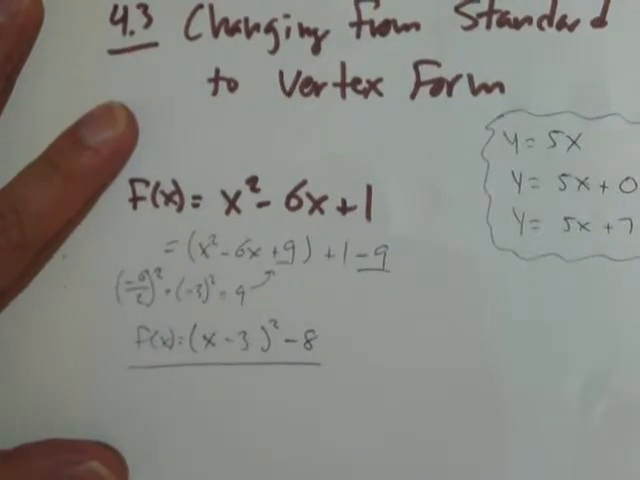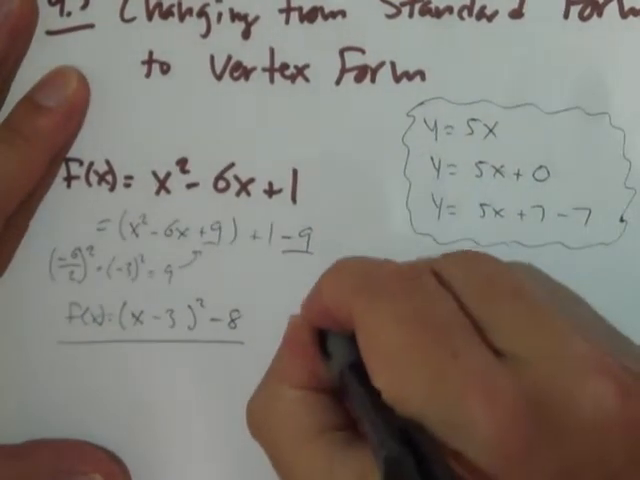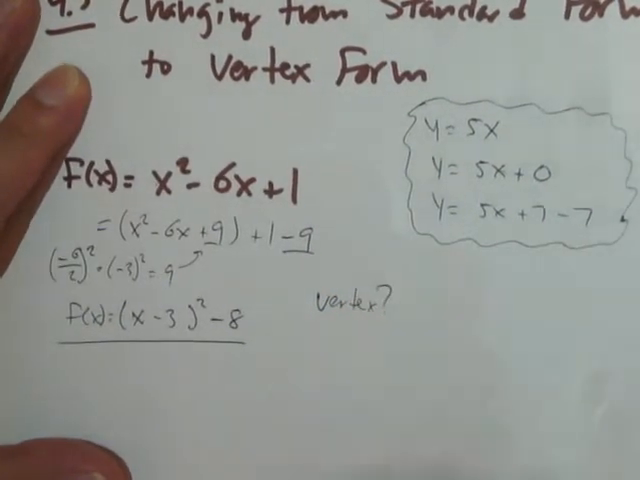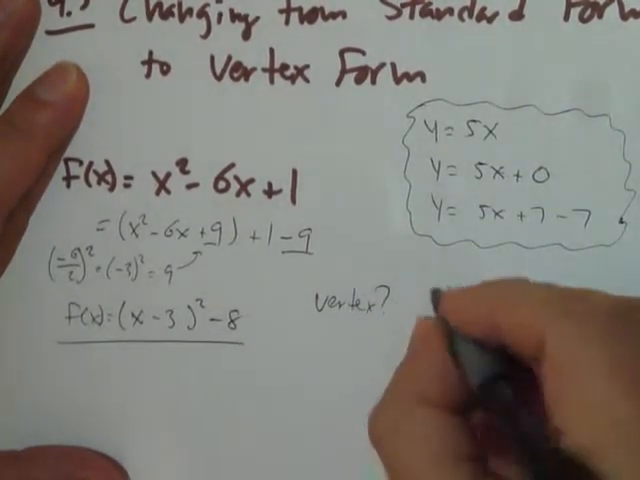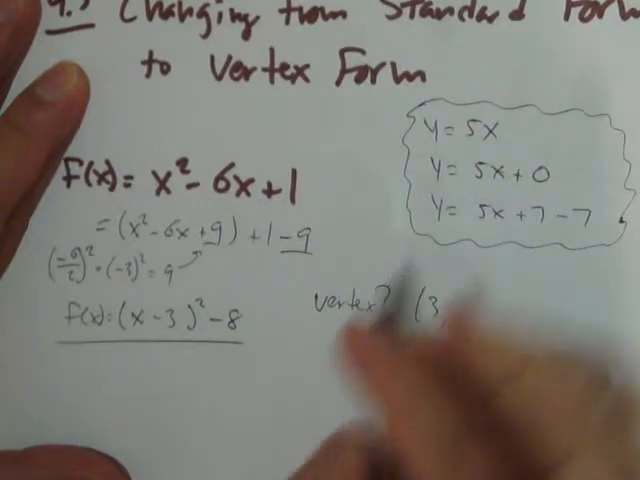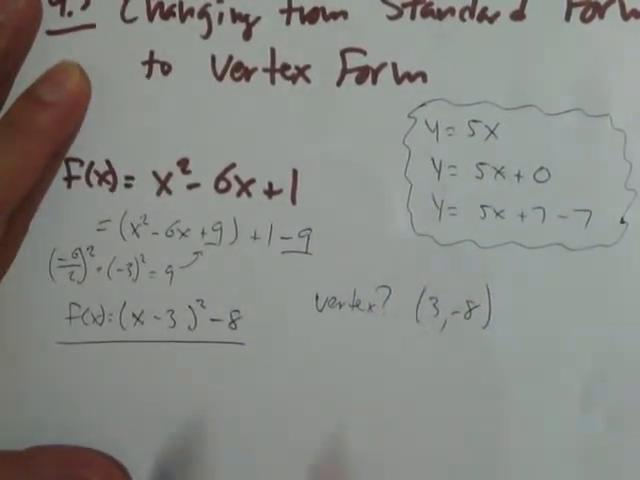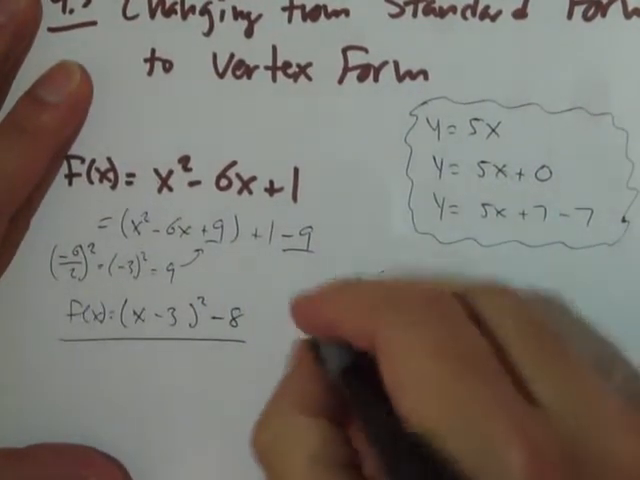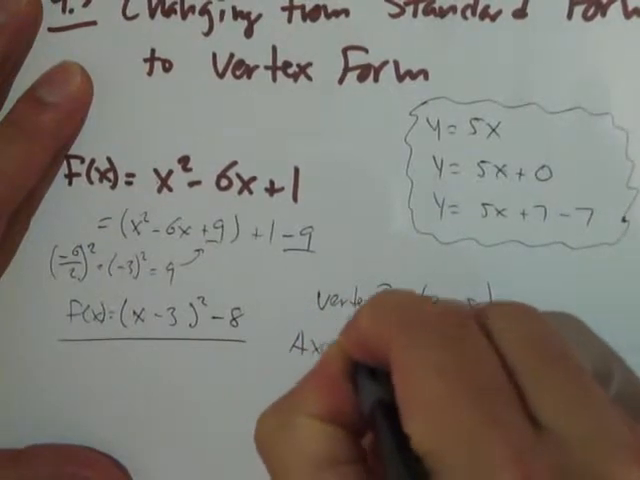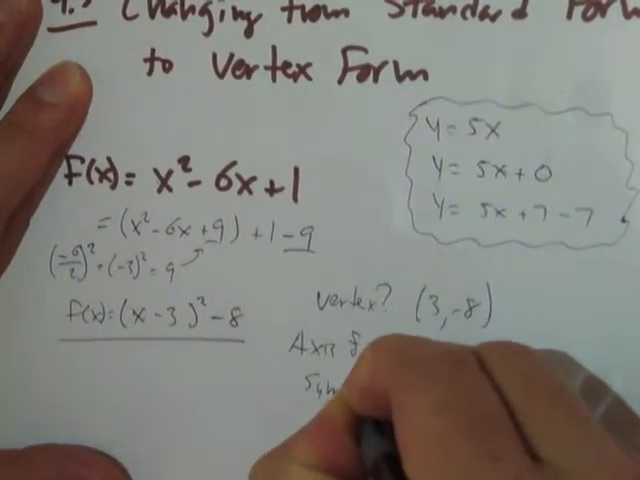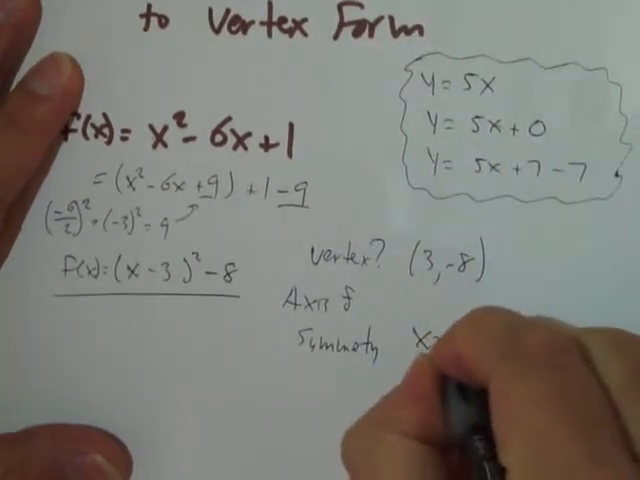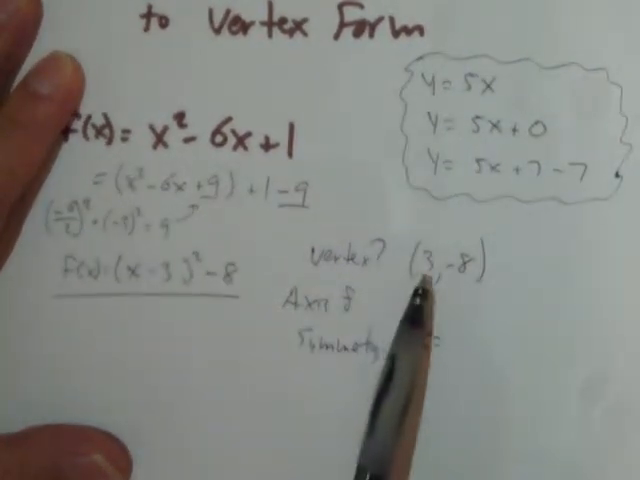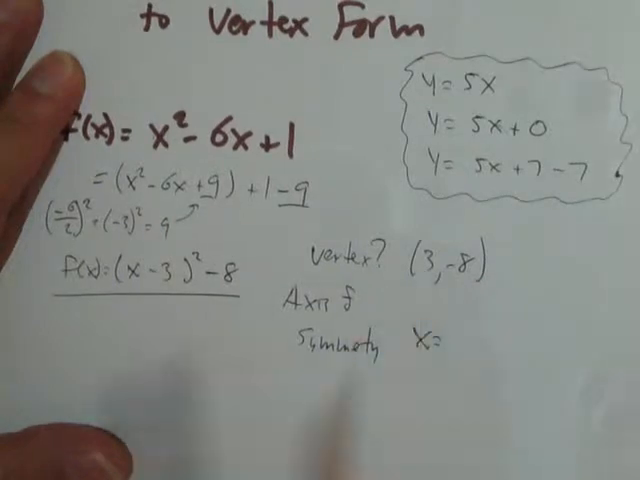So from this, we can very easily say, okay, where's the vertex? The vertex is at the point, we got a minus 3, so that becomes 3, and then we get a minus 8. So that's our vertex. We can find the axis of symmetry fairly easily. Remember, that's the line x equals, and it goes through the x coordinate of the vertex, so it'll be x equals 3.